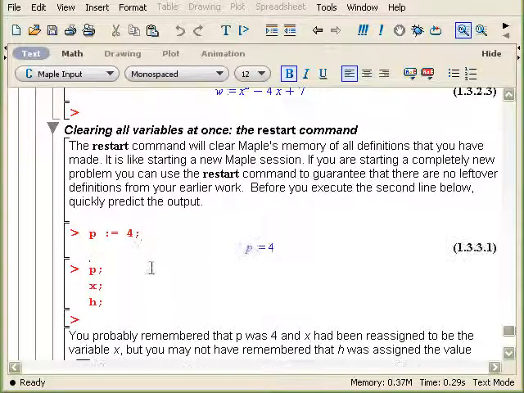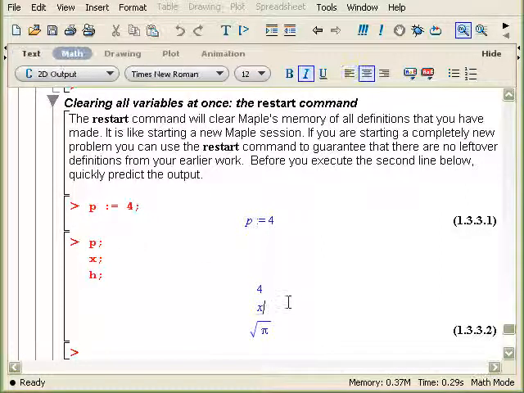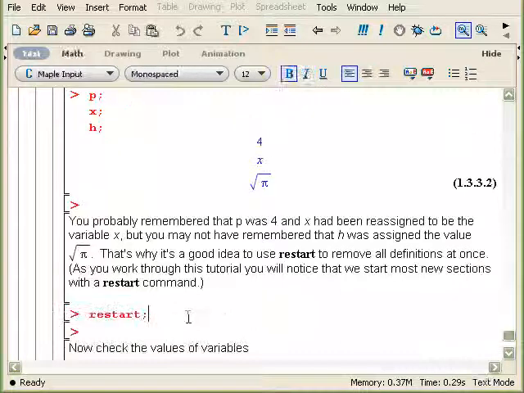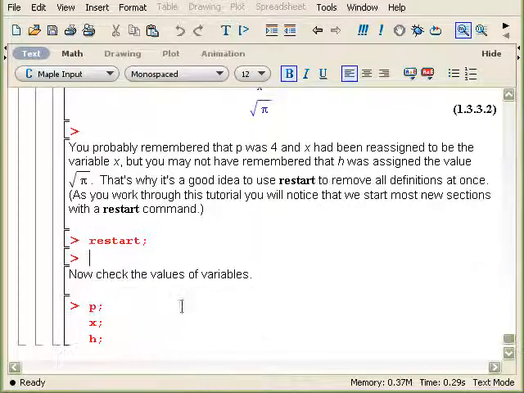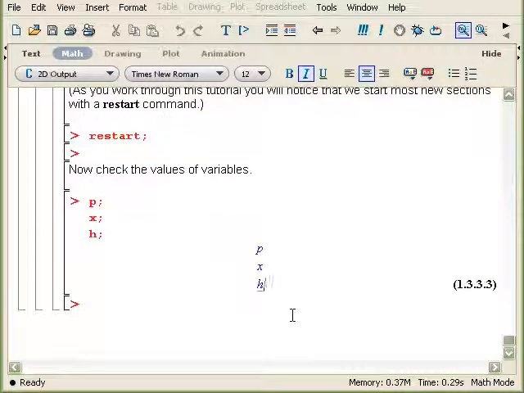So let's say P is 4. Then we have this many variables. X is just X, not assigned, but how can we remove everything altogether, right? Simply type restart semicolon and hit enter. Then all these assigned numbers will be removed from these letters. So from now on, after you hit enter here, when you hit enter on that, it only understands it as a letter, not the numbers.